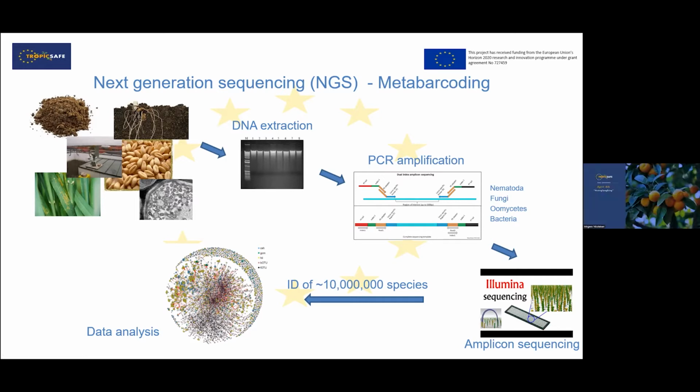Thank you. So we deal with a lot of different samples, and from those samples we do a standard DNA extraction of genomic DNA. And from there we do a PCR amplification, and we have primers specific for nematodes, fungi, oomycetes, and bacteria that are able to amplify target sequences within the genome of the target organisms. So typically we amplify 300 or 400 base pairs or something like that.